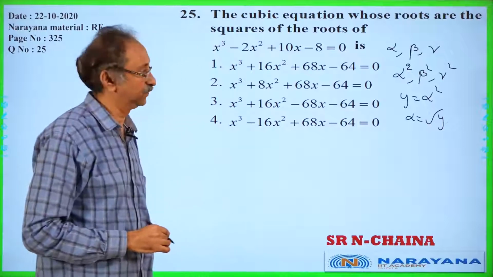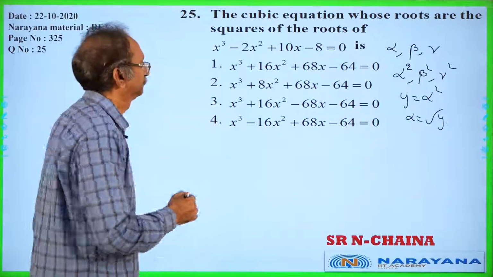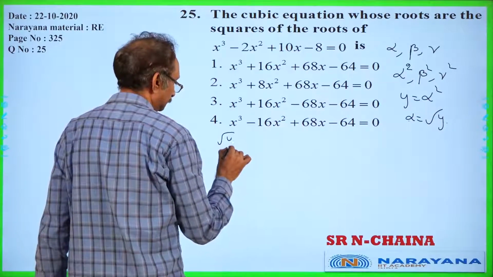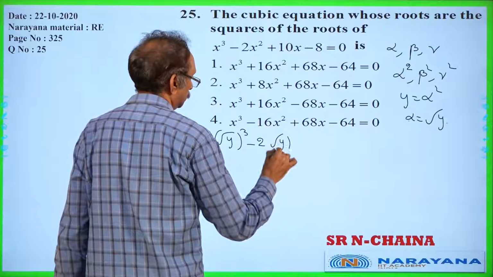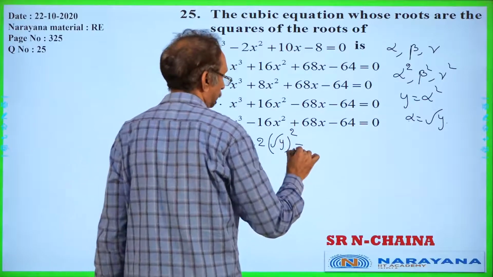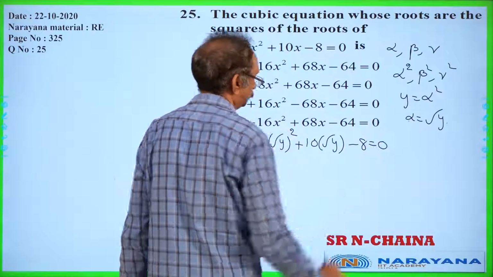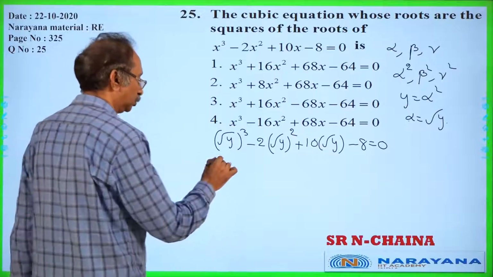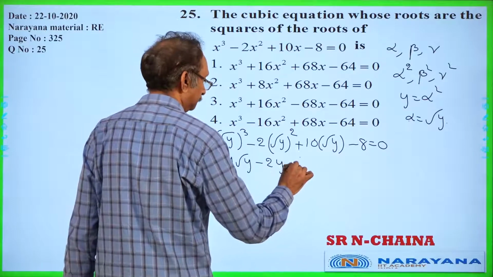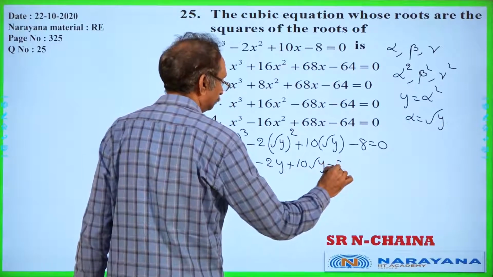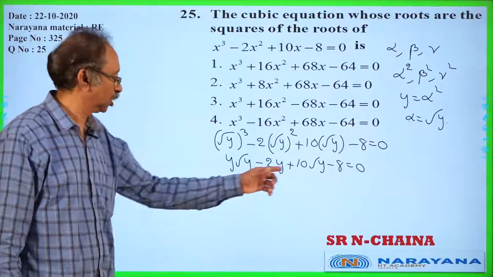So, to get the required equation, in place of x, that means in place of alpha, you have to write root y. Therefore, this becomes root y whole cube minus 2 into root y whole square plus 10 into root y minus 8 is equal to 0. So, what is root y whole cube? It is y root y minus 2y plus 10 root y minus 8 is equal to 0. But we need polynomial equations. There should not be square roots.